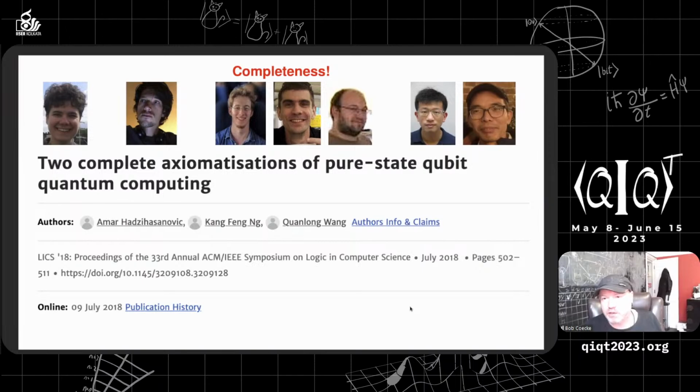You can derive everything you can do in Hilbert space, any equation. So it's a very powerful thing. That's okay. So that's the end of this part of the story.